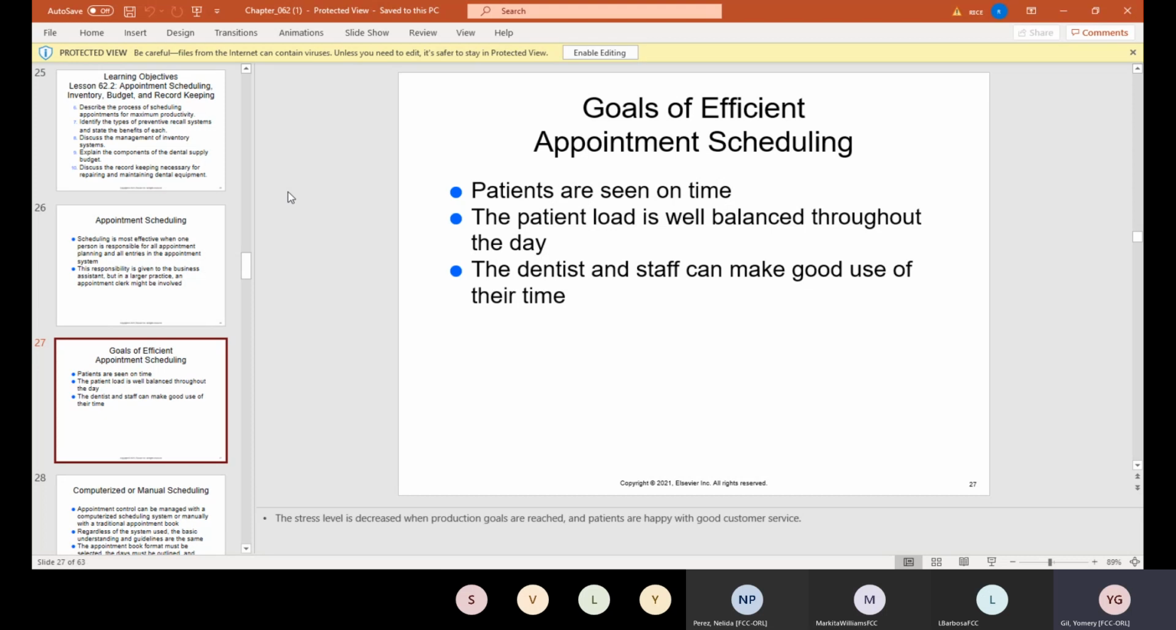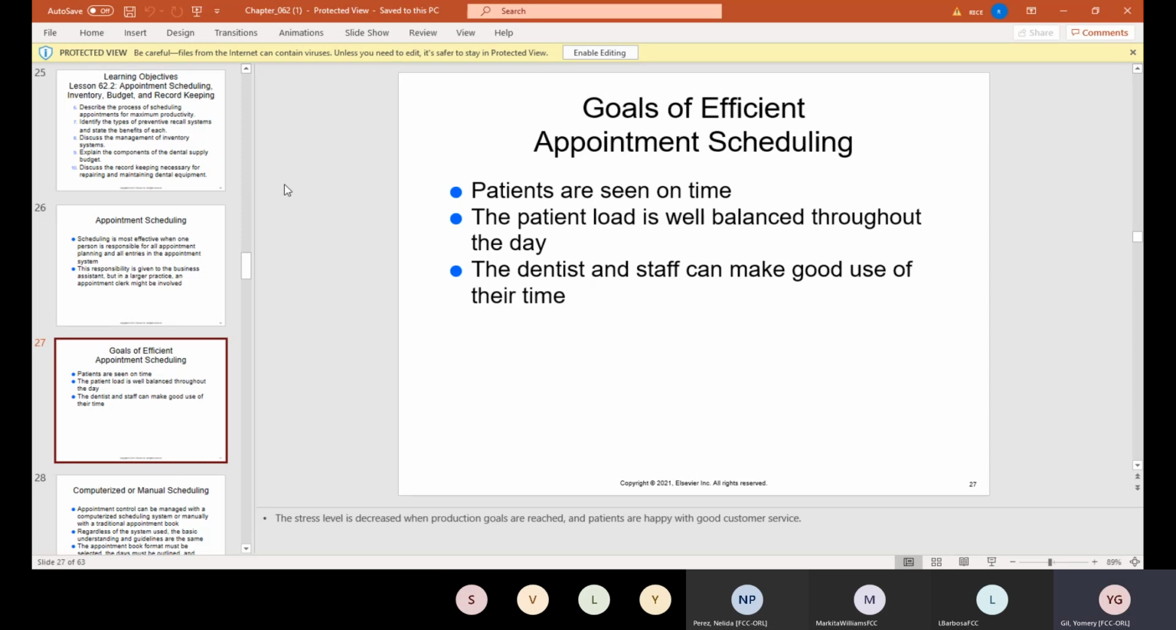Okay, goals of efficient appointment scheduling. So efficient appointment scheduling means that the patients are seen on time. So if a patient's appointment is at 4 o'clock, by 4:10, 4:15 the patient should have already been called to the back. That would be the ideal thing in the real world. Does it happen all the time? Not really. We can't say yes, depending on the size of the office, how many patients you see, and how efficient the appointment scheduling is by the front desk.